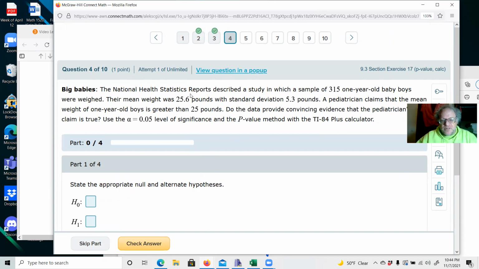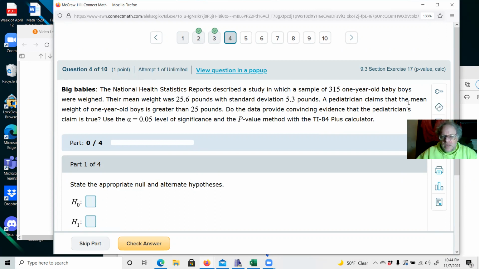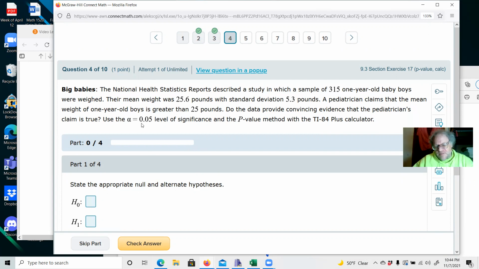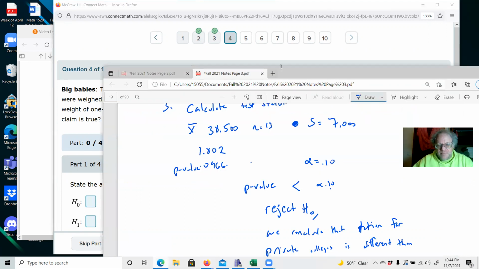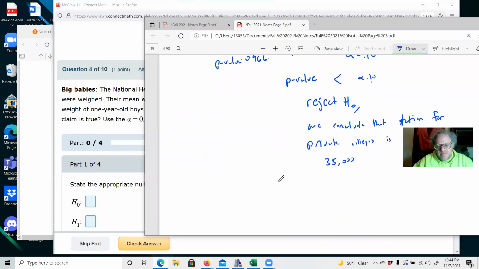So we have a National Health Statistics Report that described a study in which 315 one-year-old baby boys were weighed. Their mean weight was 25.6, standard deviation 5.3. A pediatrician claims that the weight of one-year-old boys is greater than 25 pounds. Does this data provide convincing evidence? Alpha equals 0.05. Great. Let's write this down.